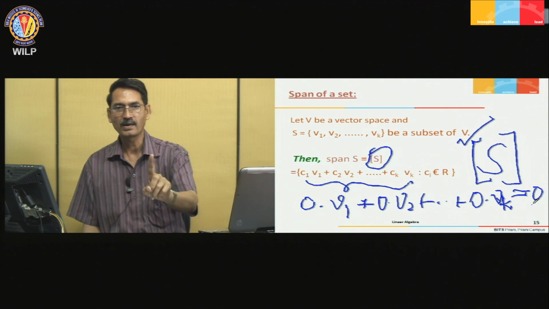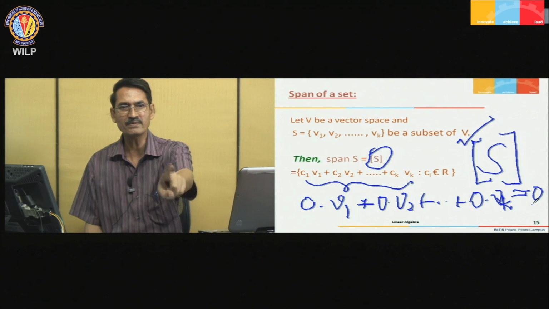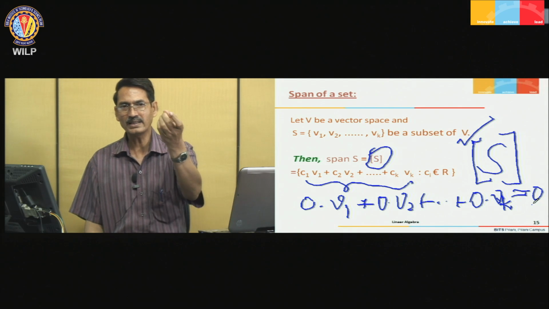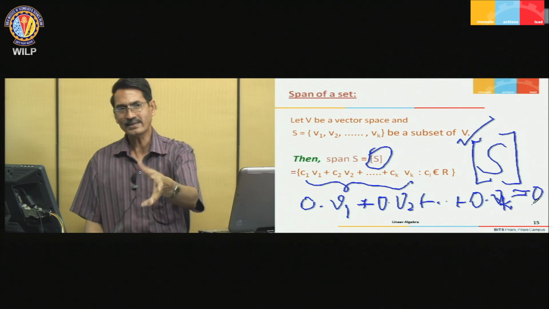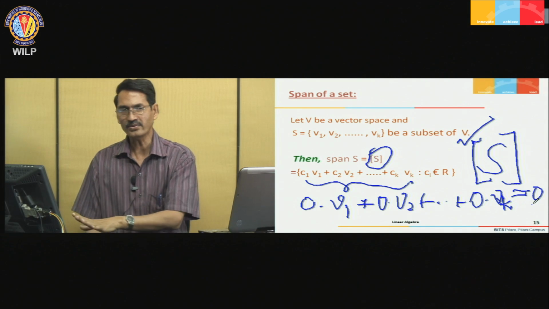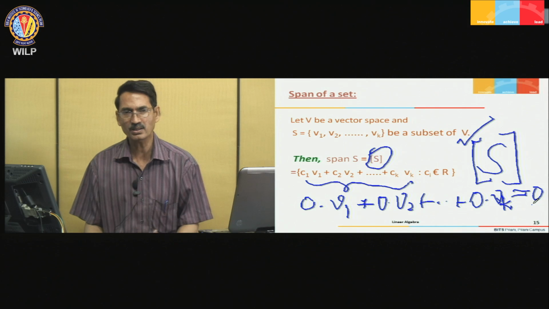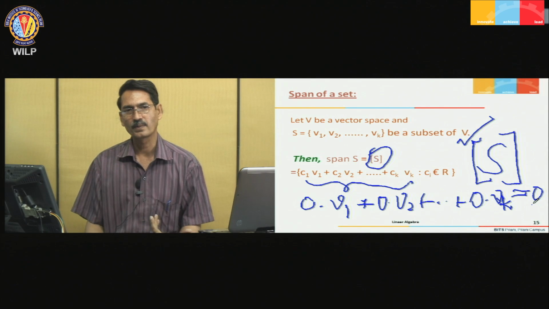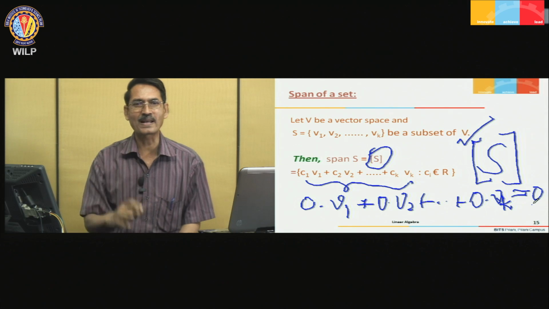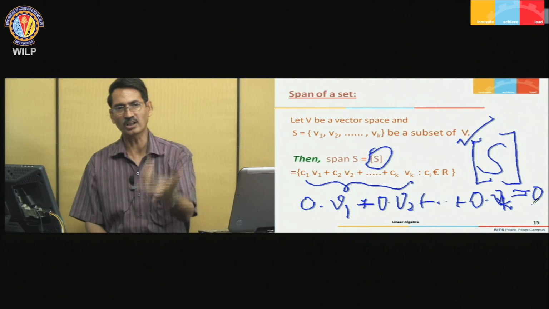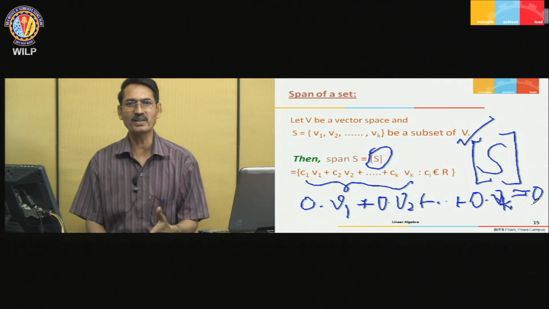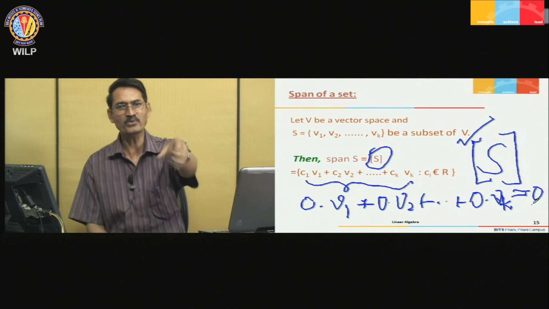S is only a subset of V. V is a vector space. I am not saying that S is a subspace, it is simply a subset. S is any subset of V, and span of S is the set of all possible linear combinations of the elements of S. And just now we have seen that the 0 element is in the span of S. Therefore, span of S is always non-empty. In a short while you shall see that span of S is always a subspace of V.